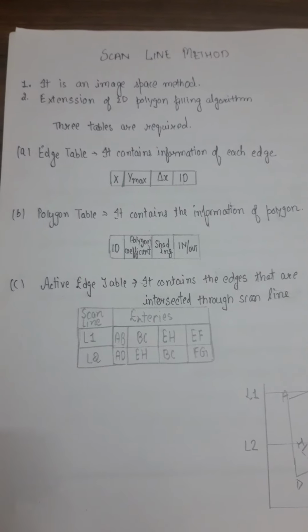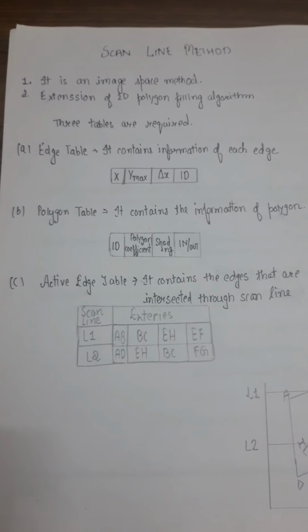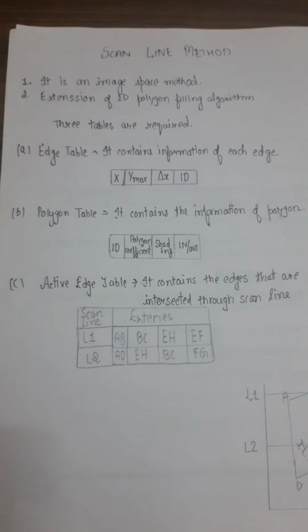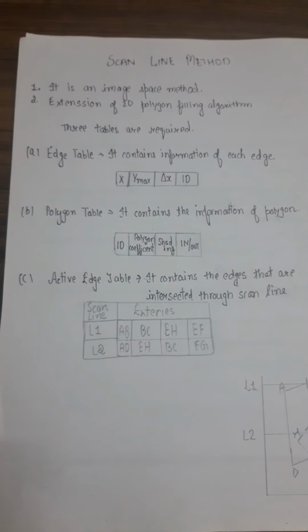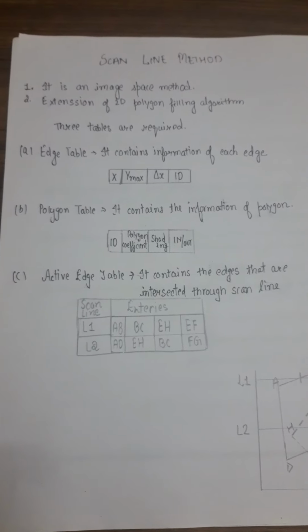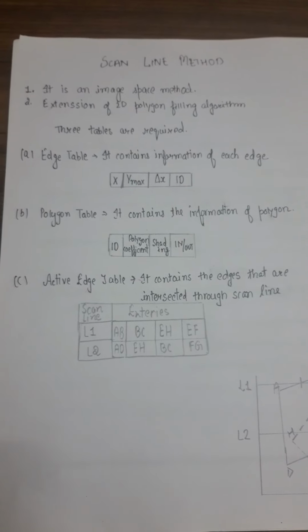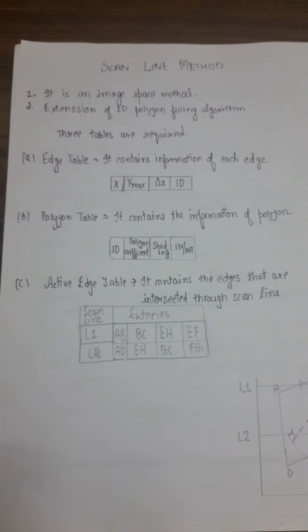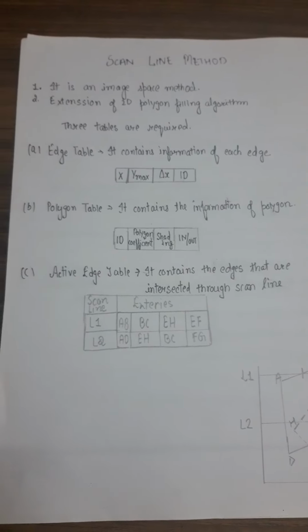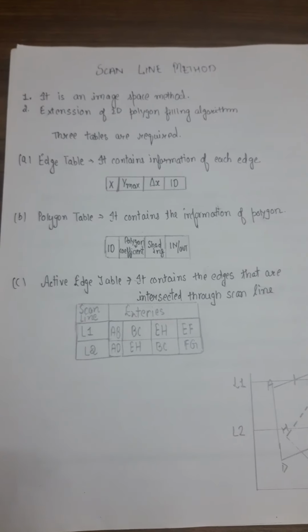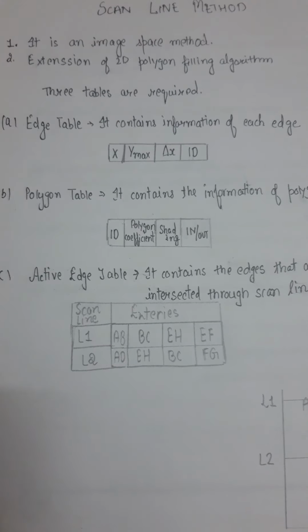Good evening. Now we will discuss the scan line method for hidden surface removal, right? So let's see what the scan line method is. Firstly, it is an image space method, meaning here we define an image in the form of a collection of pixels. Secondly, it is an extension of the 2D polygon filling algorithm, right? To perform the scan line method operation, 3 tables are required.